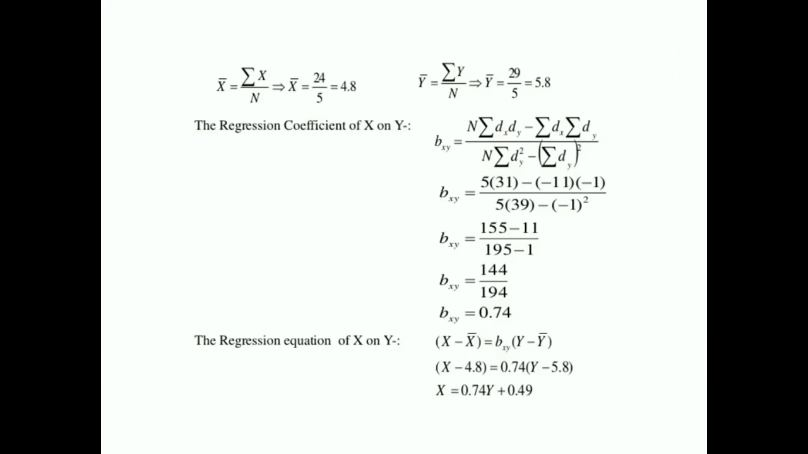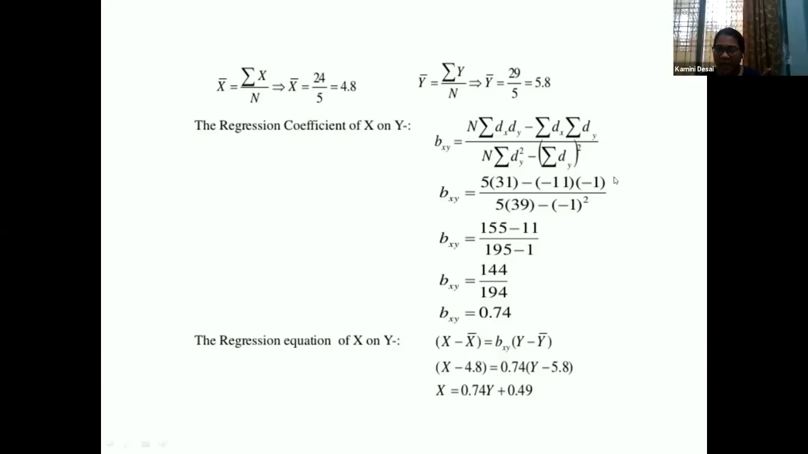That equation, before that, this equation has changed. We have directly written summation x into y, summation y square, summation y whole square. Here we are calculating because we are assuming the mean. So here the formula is different. But again, the equation line is the same: if you are finding the equation x on y, that is x minus x bar equals bxy, we know the formula of bxy also, times y minus y bar.